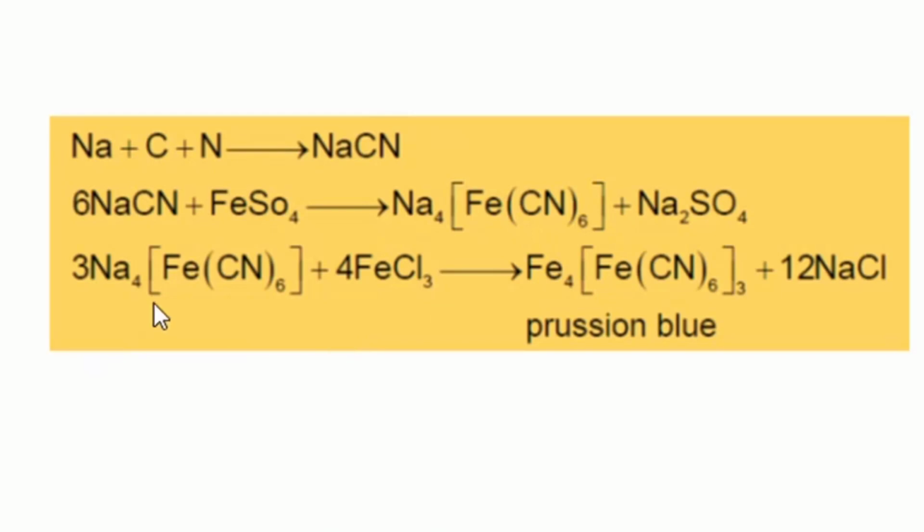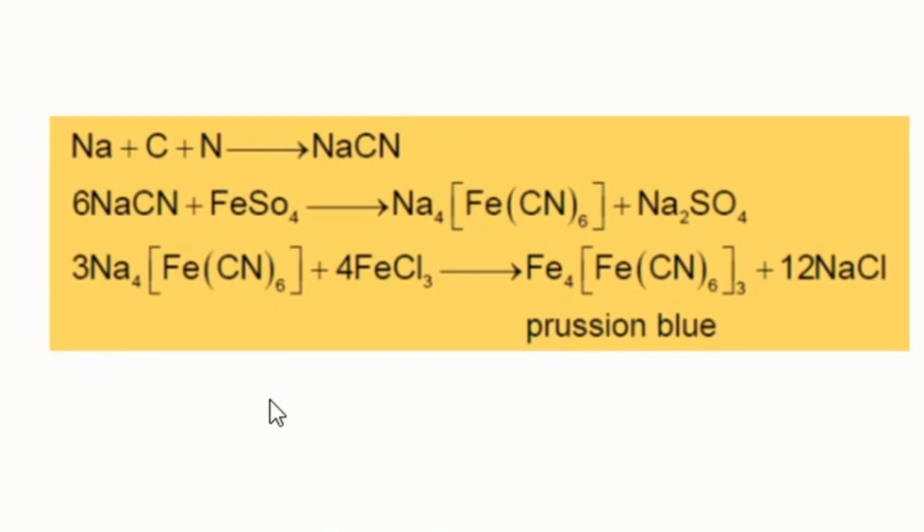And then we add ferric chloride, FeCl3. So what happened? The sodium is replaced with the iron. So this complex forms a Prussian blue color, or precipitate. So formation of this color or the precipitate indicates that the organic compound contains nitrogen.